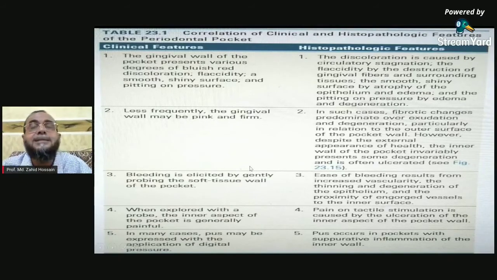For the color change, due to increased vascularity, tissue destruction, edema, and atrophy of the epithelium, the color becomes bluish red, not the red color seen in gingivitis. Less frequently, the gingival wall may be pink and firm, as fibrotic changes sometimes occur in relation to the outer surface of the pocket wall. However, despite the external appearance of health, the inner wall of the pocket invariably presents some degeneration. So degeneration occurs, and for this reason you will find some changes in the external appearance of the gingiva.